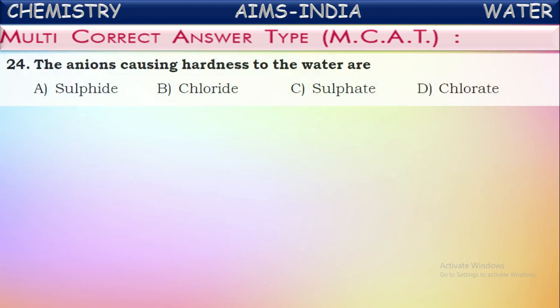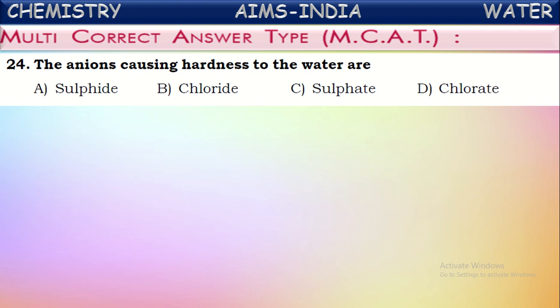See, the first one among these: the anions causing hardness to the water are. Yes, we have studied about hard water and soft water. The water which is ready to give lather with the soap solution is called soft water, and the water which won't produce foam with the soap solution, instead forming a scum like precipitate, is called hard water.